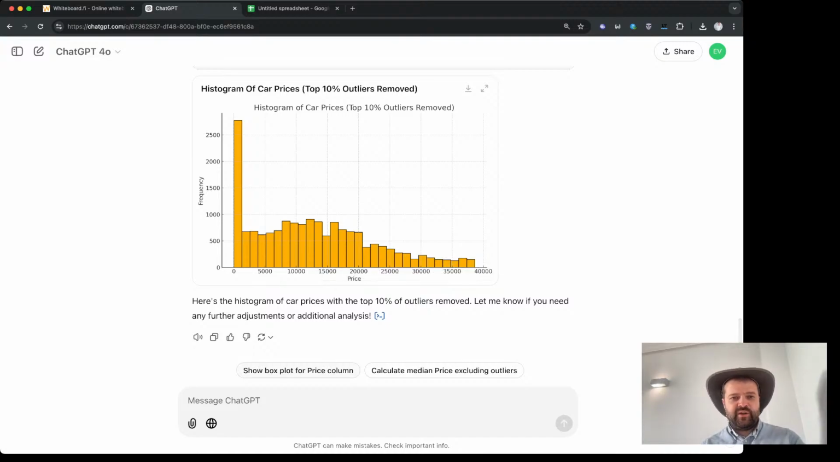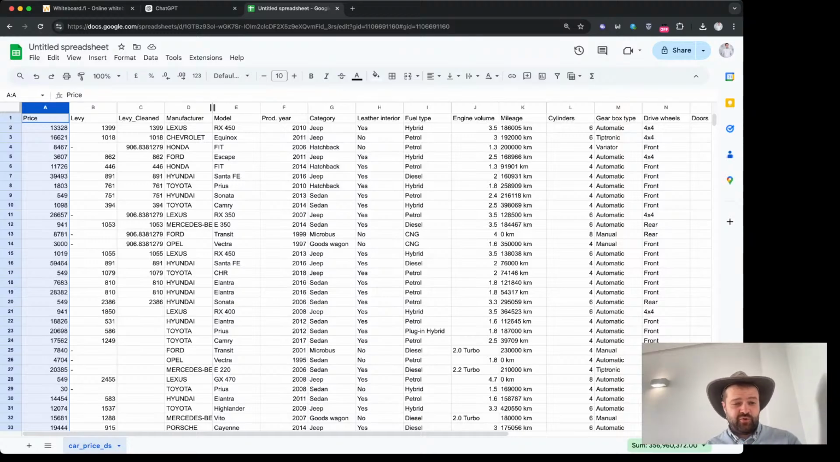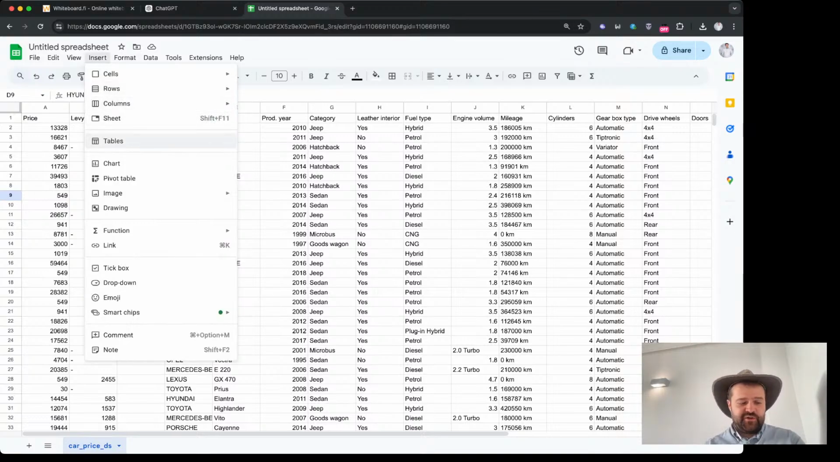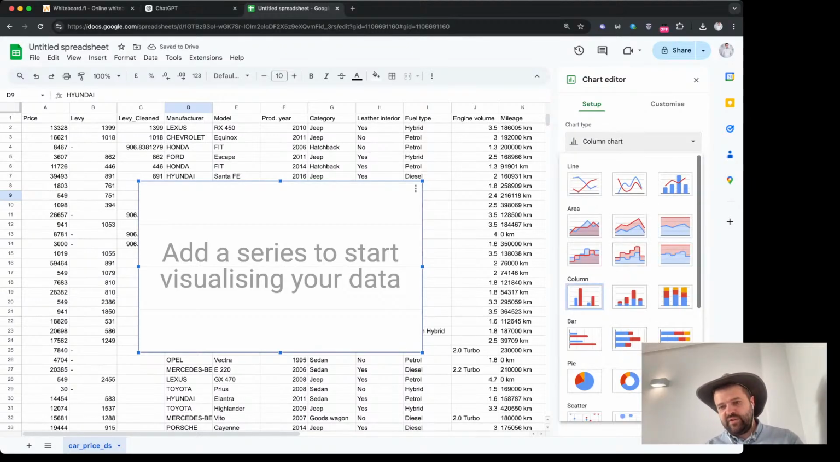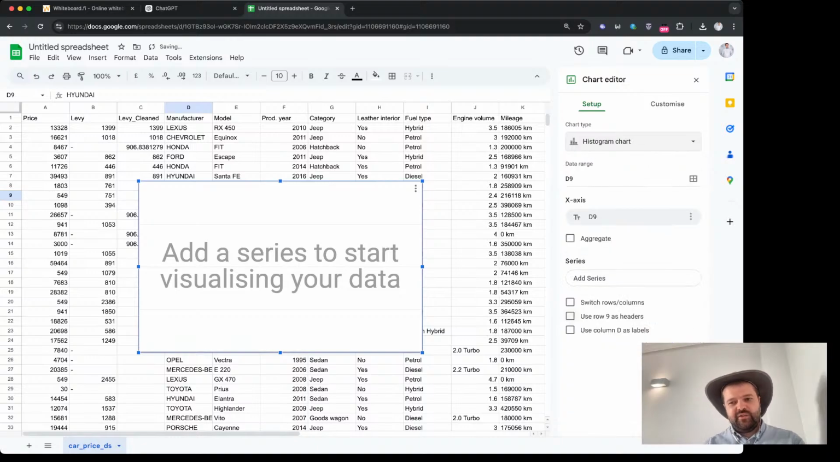So how can we do the same thing in Excel, and how to clean up the price column, for example. In Excel this is much more complicated, but maybe you have more control over it. So you would go to insert chart. You would choose the chart type. It should be the histogram. Then you would need to select the appropriate data range.